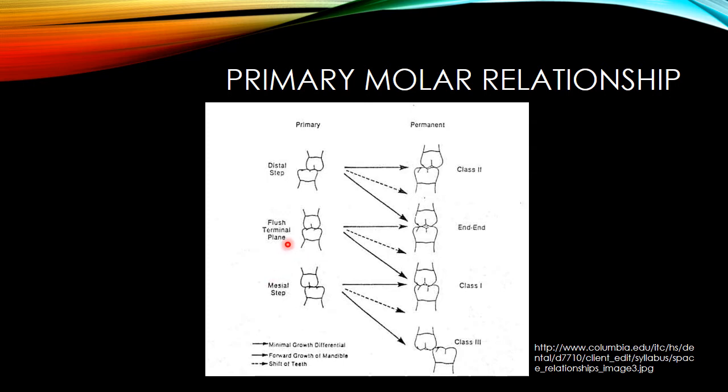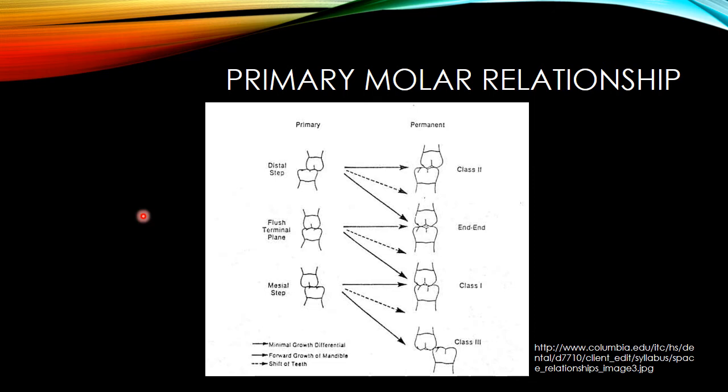These three primary molar relationships dictate the future molar relationship of the permanent teeth. There are several factors that contribute to that development, including the forward growth of the mandible, because at this point, the jaw of the patient is not yet fully developed.